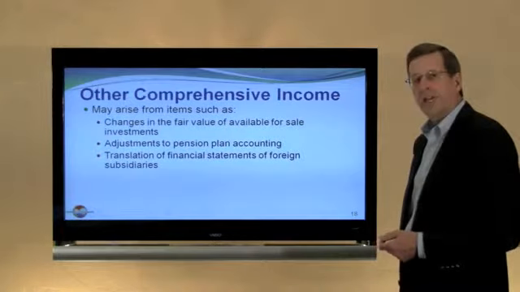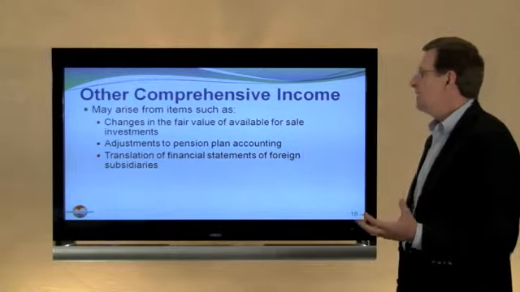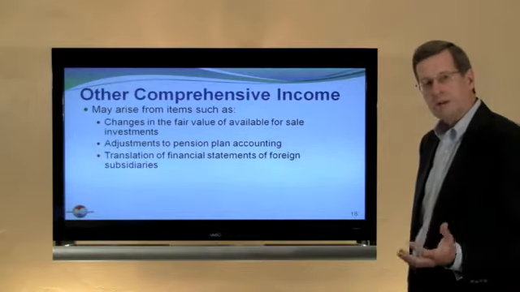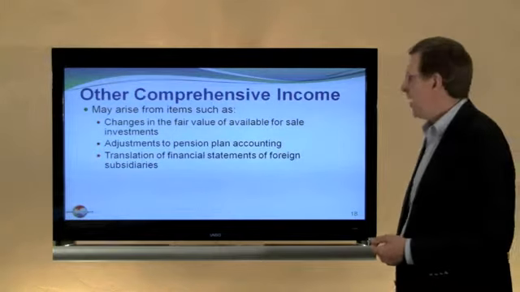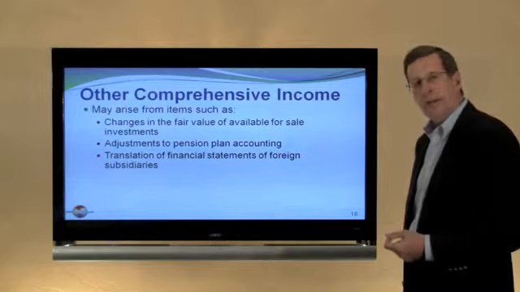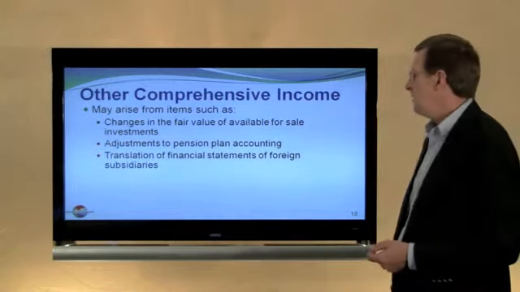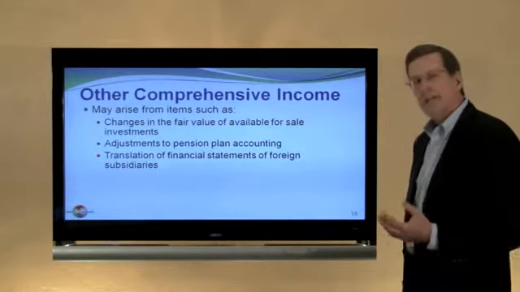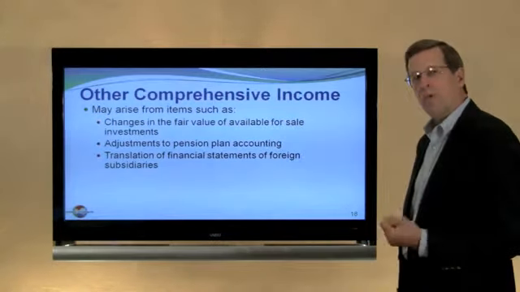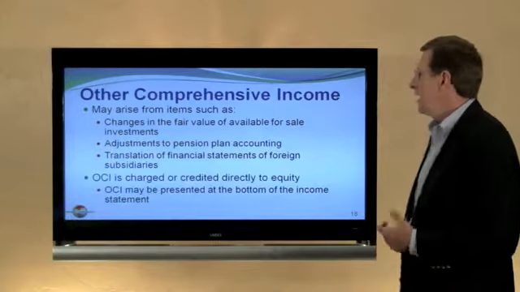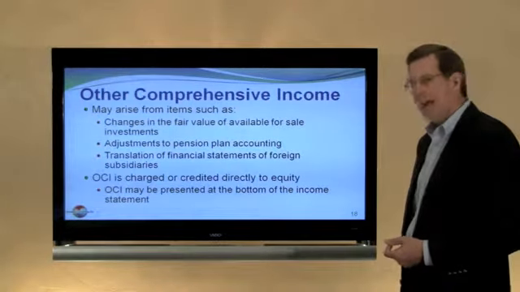Now, lastly, we'll look at other comprehensive income. This may arise from changes such as in the fair value of available for sale securities. Recall we saw this in an earlier chapter, chapter 9. We might have certain pension plan adjustments, or we might have effects from the translation of financial statements of foreign affiliates. These potentially cause adjustments to our equity through a component known as other comprehensive income. This is charged or credited directly to equity.